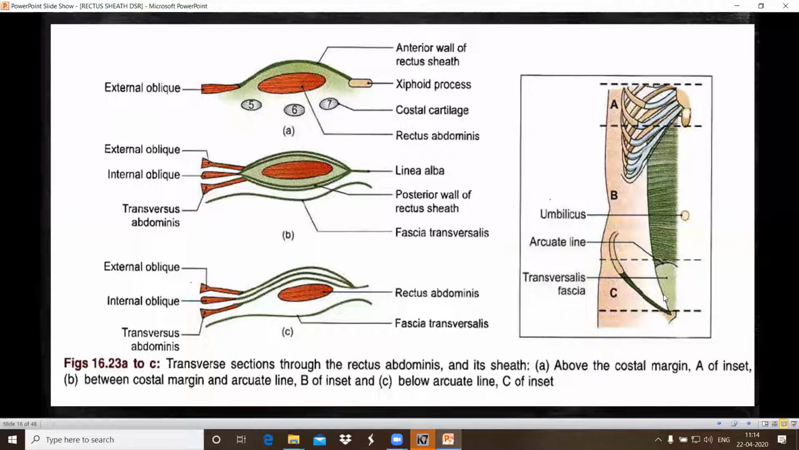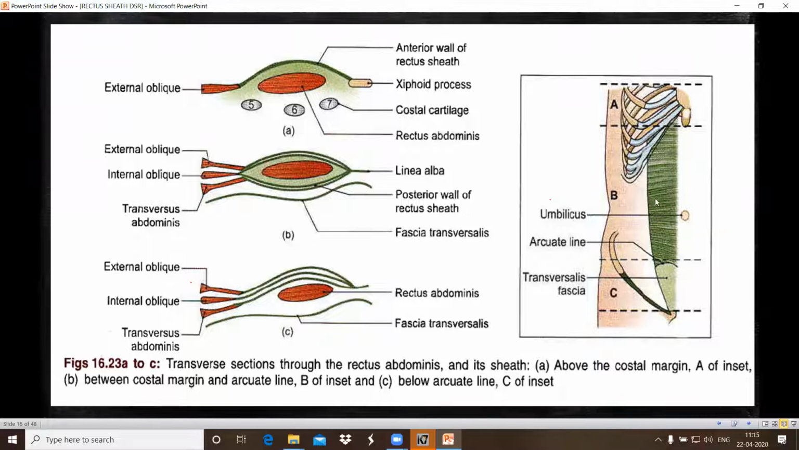So again I'm repeating, we'll deal with the anterior wall and posterior wall with the help of 3 levels. The upper level is above the costal margin. The middle level is between the costal margin and the midpoint between the umbilicus and pubic symphysis. The third level is below the midpoint. So first we'll deal with the anterior wall. Above the costal margin, the anterior wall is formed only by the aponeurotic layer of the external oblique.